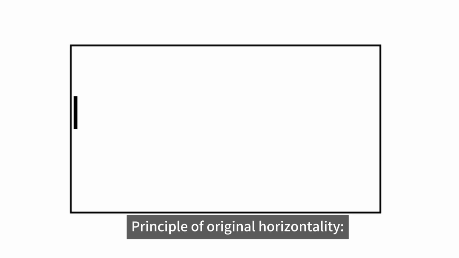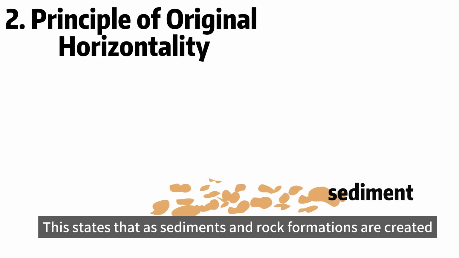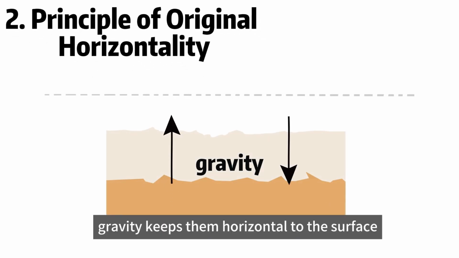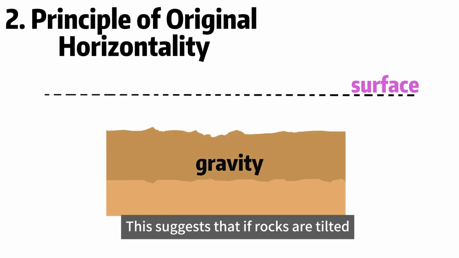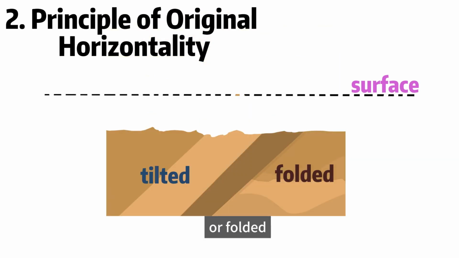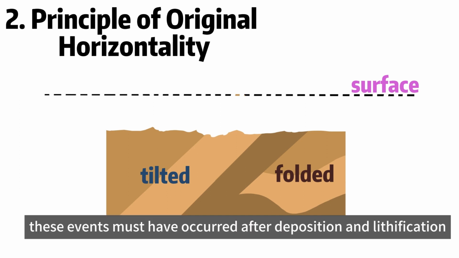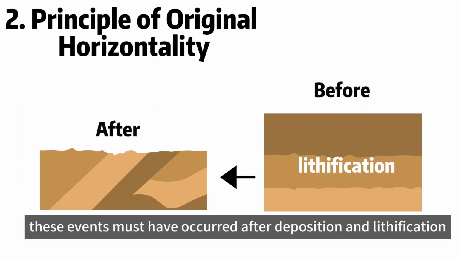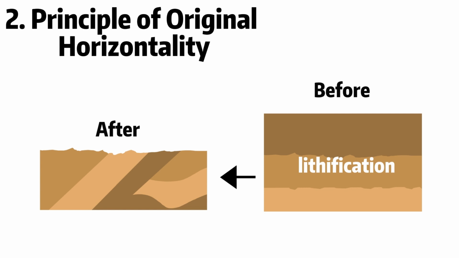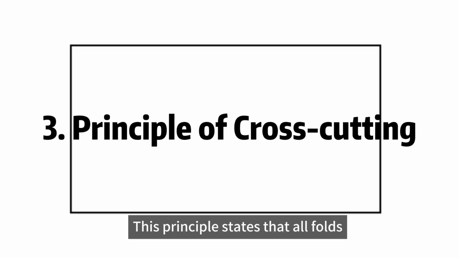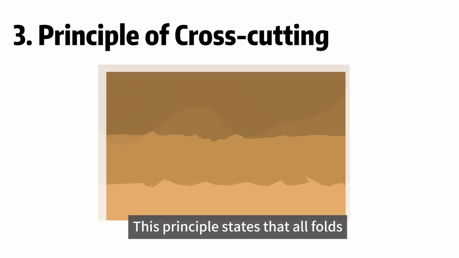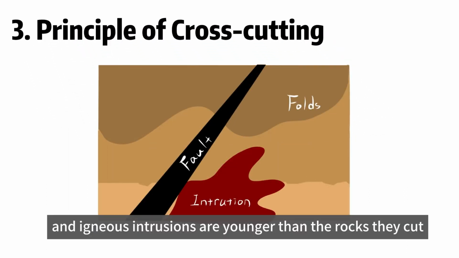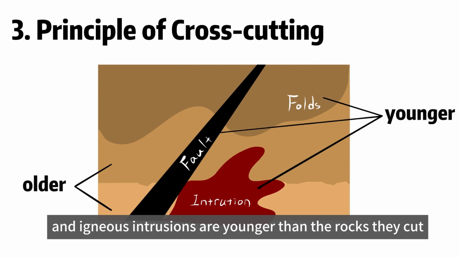Second, principle of original horizontality. This states that as sediments and rock formations are created, gravity keeps them horizontal to the surface. And it suggests that if rocks are tilted or folded, all these events must have occurred after deposition and lithification. The third, principle of cross-cutting. This principle states that all folds, faults, and igneous intrusions are younger than the rock they carved.